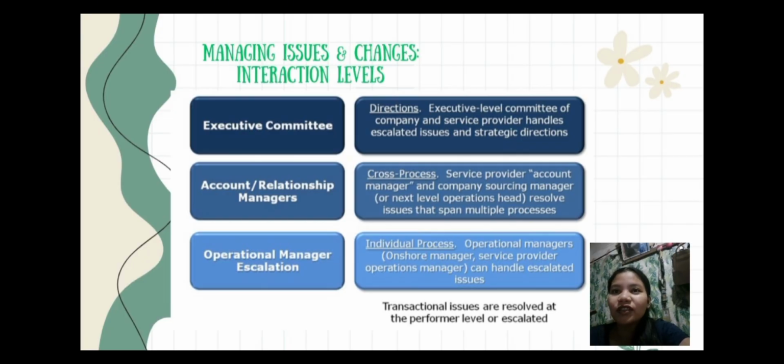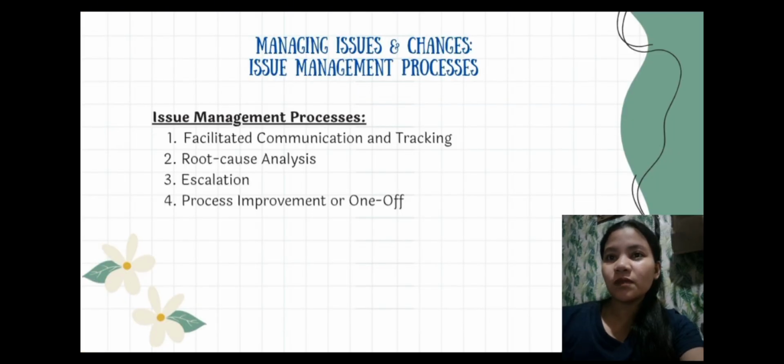In operational manager escalation, the role is to handle escalated issues within individual processes. In the scope: operational managers, core manager, services provider, operations manager. Additionally, transactional issues are typically resolved at the performer level or escalated as needed. Managing issues and changes, issues management process. Number 1 is facilitated communication and tracking, root cause analysis, escalations, and last one is process improvement or one-off.